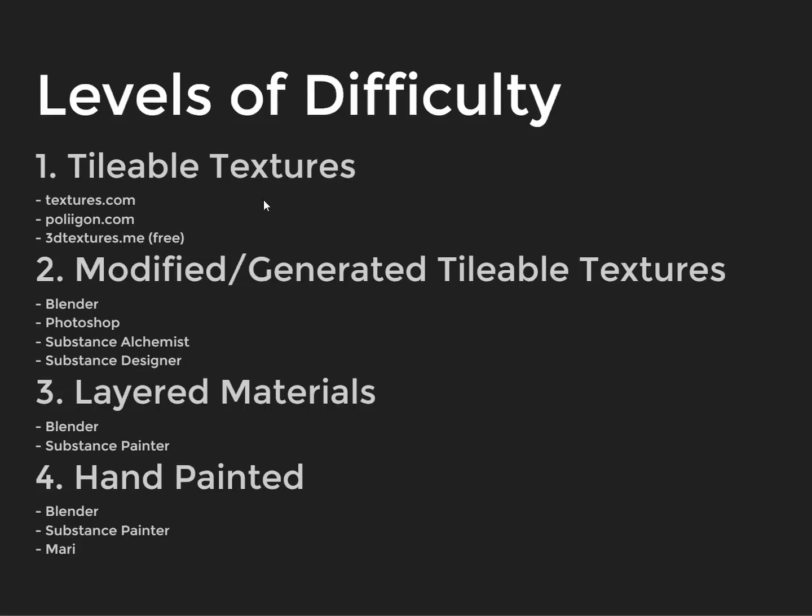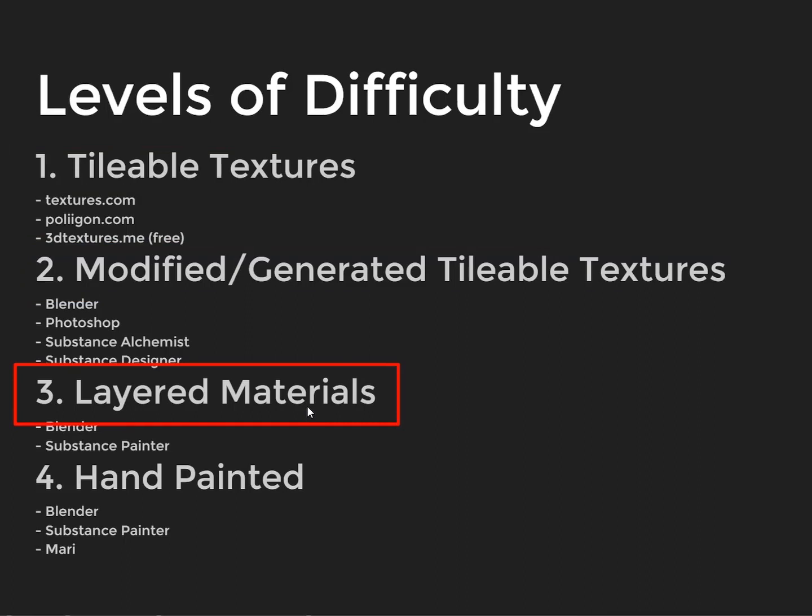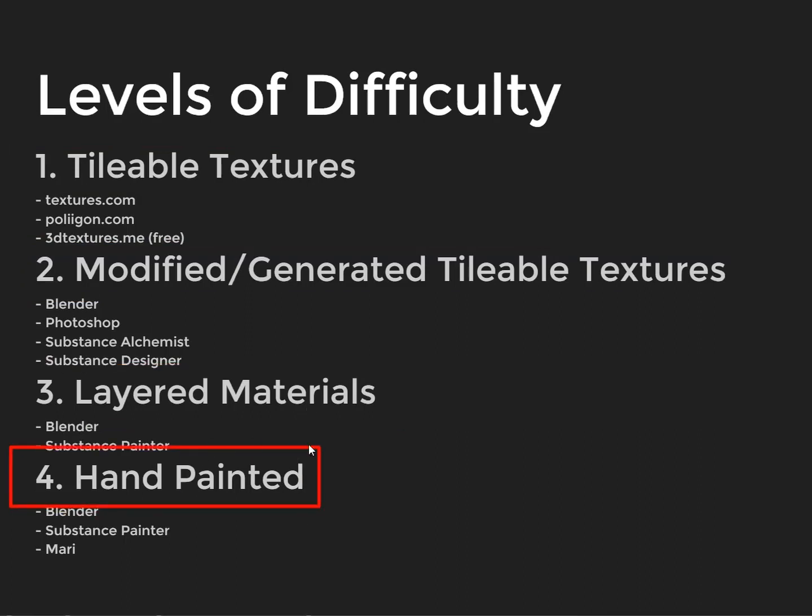So where you want to start is going to be up here with tileable textures and doing things like modified and generated tileable textures. This is where, for the most part, we're going to be doing the fundamentals. Layered materials is definitely more of an intermediate thing. And then hand painted is definitely more of an advanced thing. We'll talk about each one of these as we go.